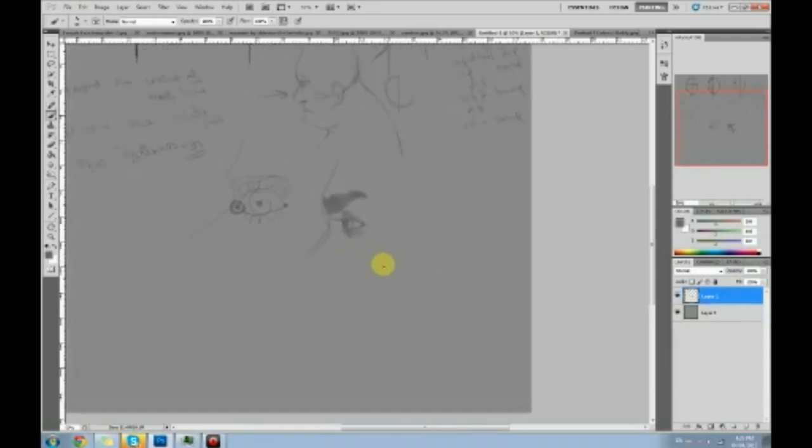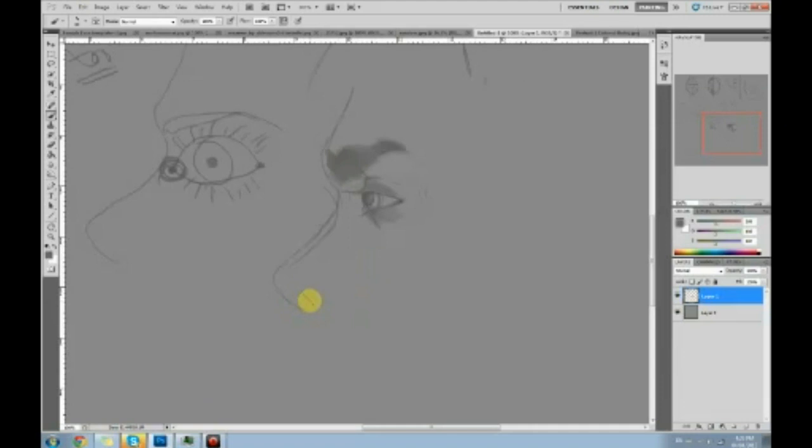About drawing nostrils on side view. Nostrils, some of you push the nostril, like I said before.